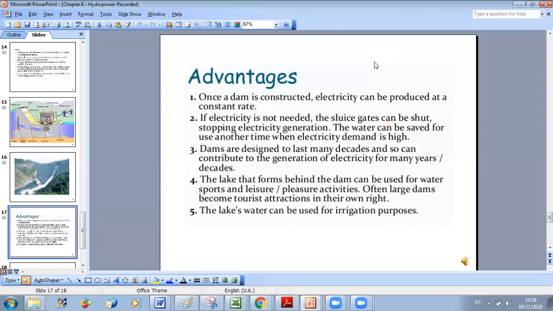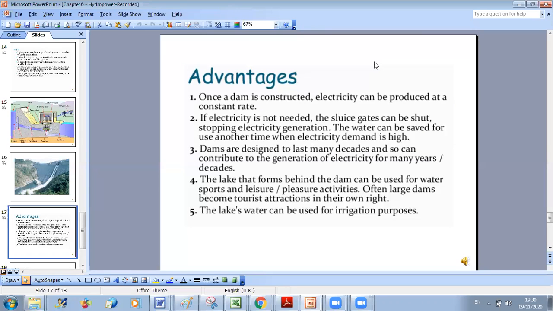Once a dam is constructed, electricity can be produced at a constant rate. So it's a constant source of electricity. If electricity is not needed, the gate can be shut, stopping electricity generation. So as we said, in this case, we will store energy in the form of potential until we need it. So the water can be saved for use another time when electricity demand is high. Third, dams are designed to last many decades and so can contribute to the generation of electricity for many years. So these projects have a very long lifetime.